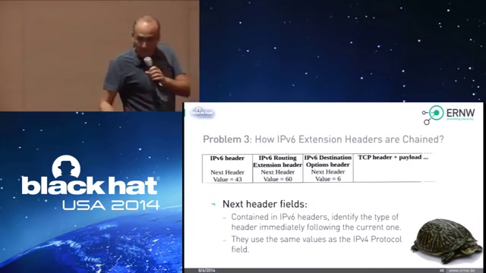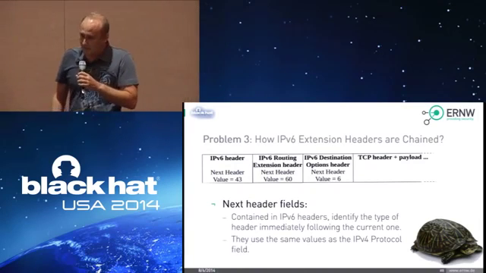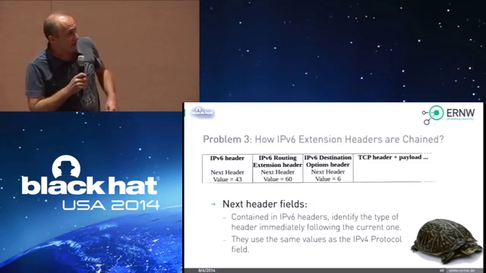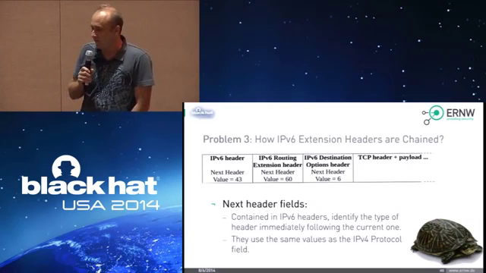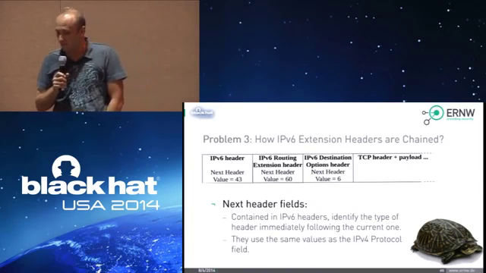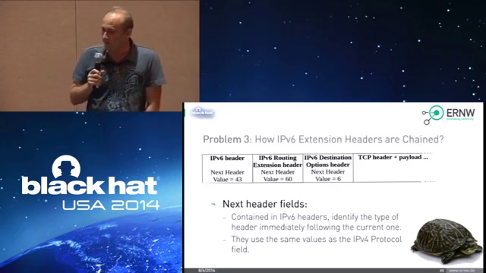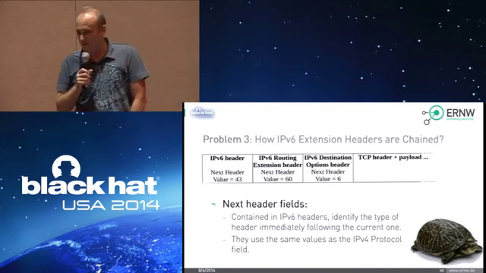Okay, now let's get another problem. It is regarding how these IPv6 extension headers are chained together. Each extension header has its own, let's say, protocol value. It serves the same purpose as it was the case in IPv4. And each extension header has a field, the so-called next header value field, which points to the next extension header.